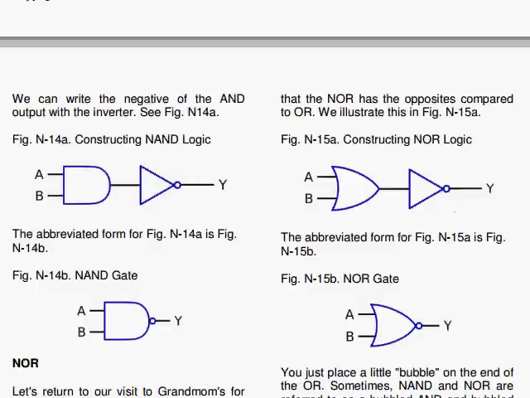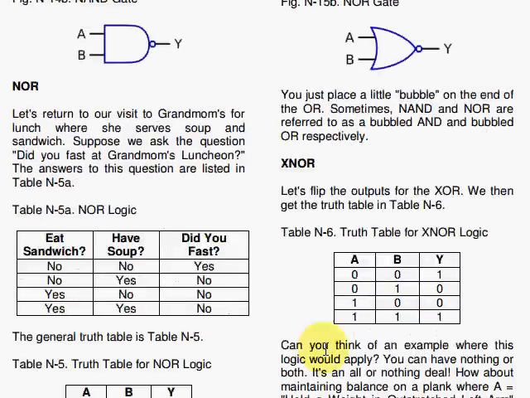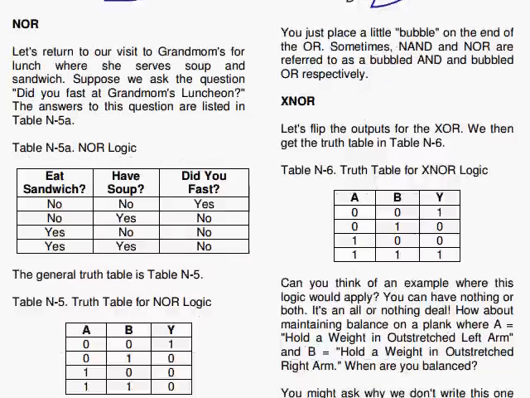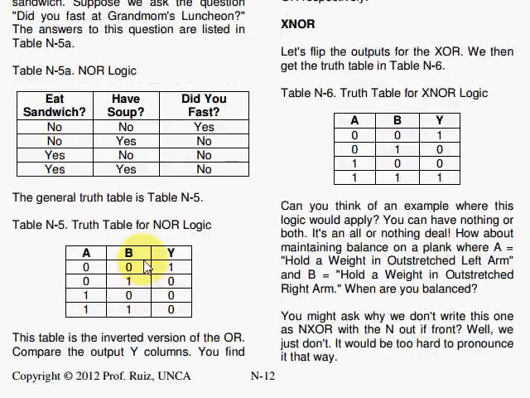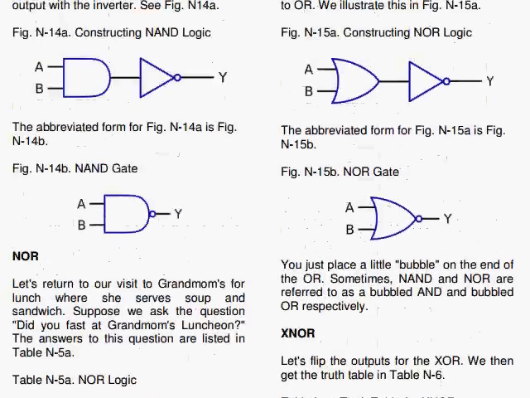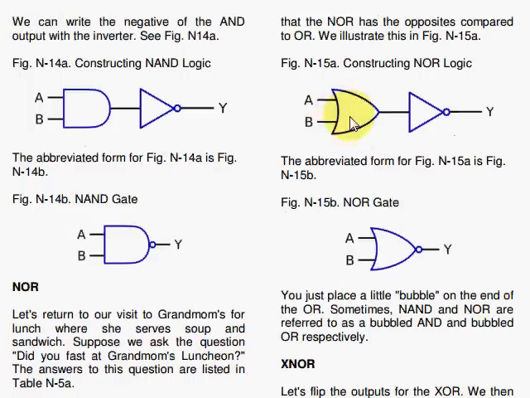The NOR gate, very similar. You use the OR condition and then not it. Here you could ask the question, did you fast? Well, you fast only if you eat nothing. See, so that's the flip of the question we asked before, which was, did you have lunch? So you simply think of the OR condition and then not it, and then you have the truth table. So here, symbolically, it's OR, not.